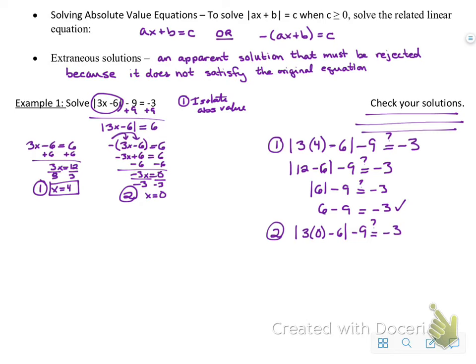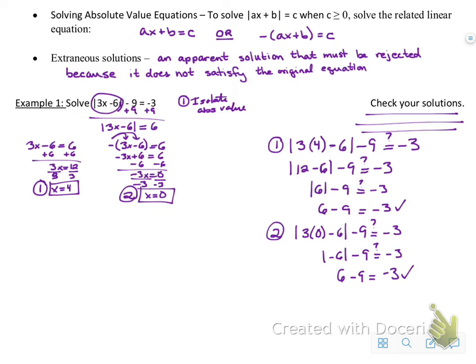Well, 3 times 0 is 0. So we have the absolute value of negative 6. And then the absolute value of negative 6 is simply 6. So 6 minus 9, and we're back where we were on the last one, and it does equal negative 3. So we have two answers. We have that x equals 4 and x equals 0.